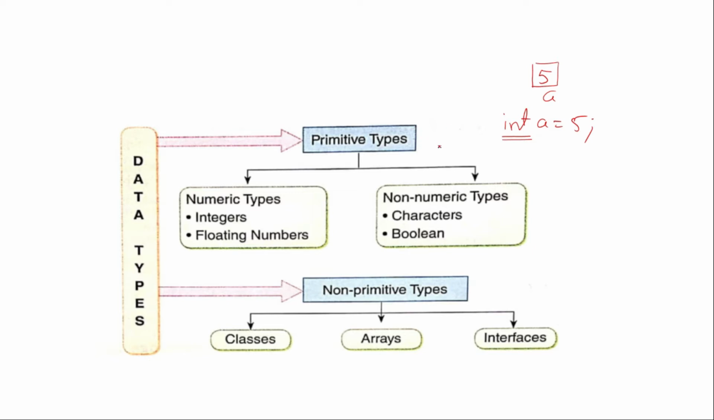So there are two types of data types. One is primitive types and second is non-primitive types. Primitive type is further divided into two parts. One is numeric types and second is non-numeric types. Integers and floating numbers are numeric types, whereas characters and booleans are non-numeric types. Non-primitive types are divided into three categories. One is classes, second is arrays, and third is interfaces.